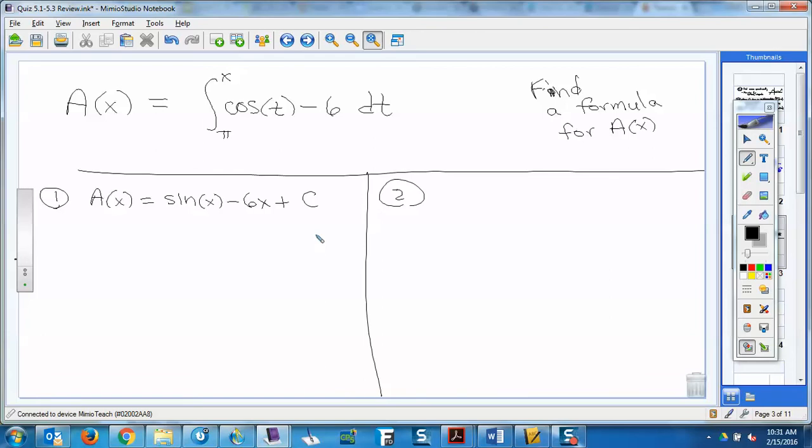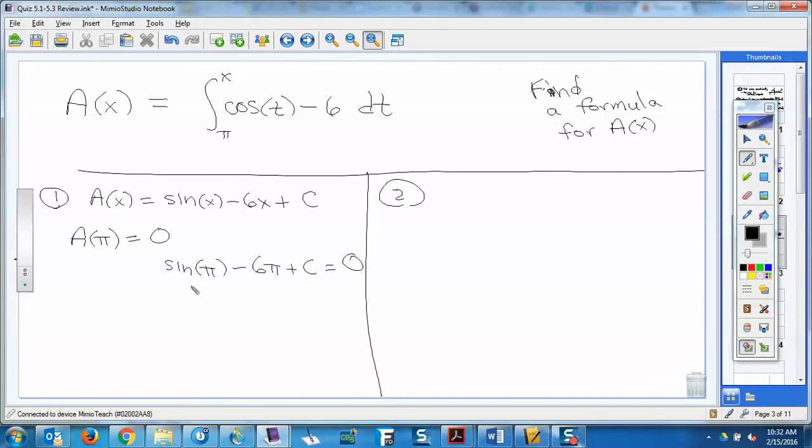We need an initial condition. Oh, we always get a free initial condition with something like this, don't we? We know that A of pi is 0. If you put a pi right there, the area from pi to pi is 0. There's no area from pi to pi, right? There's no width. So we know that. So we can plug pi into this, so we would get sine pi minus 6 pi plus c would equal 0. Right? So let's solve for c.